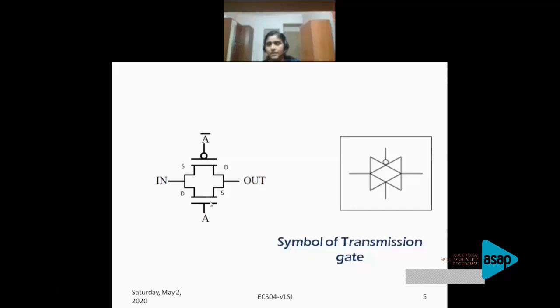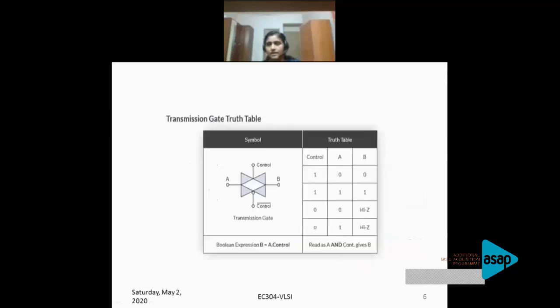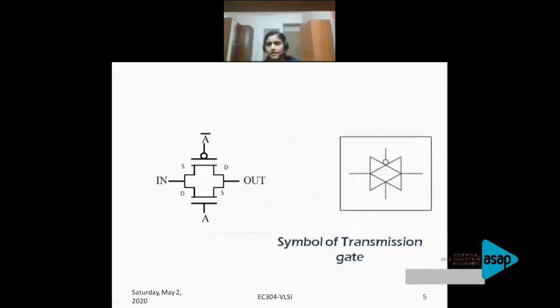Now, I told you initially that since the transmission gate has both PMOS and NMOS together, it can effectively give both 1 and 0. It's not like you have an NMOS alone or a PMOS alone. So how does that happen? Imagine the case where both the gates are active, that is, A equals 1 and A bar equals 0. So the NMOS is on and the PMOS is also on.